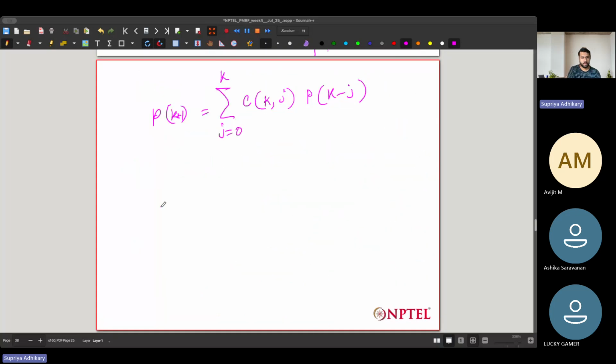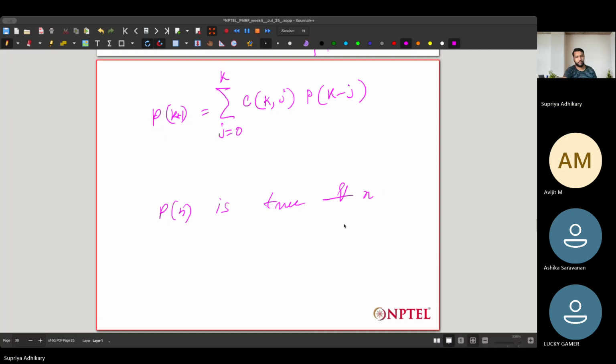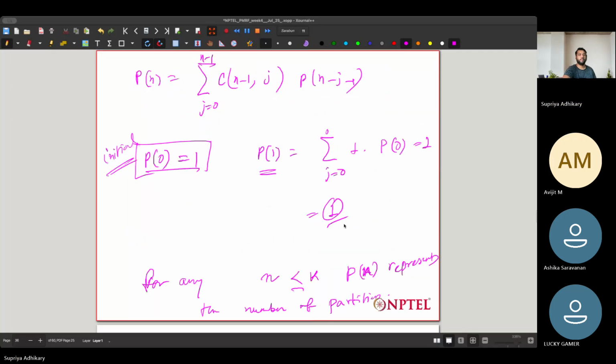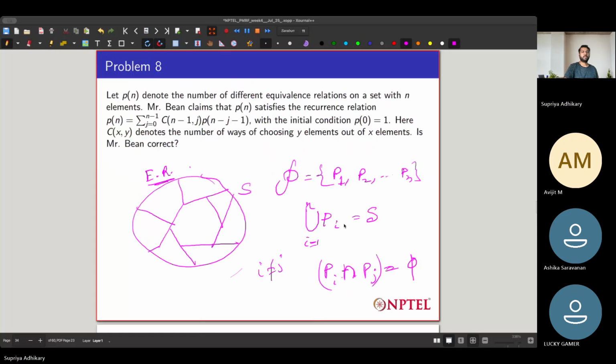So therefore Pn is true for all n. So that means that this recurrence relation, this Pn, is actually true for all n.